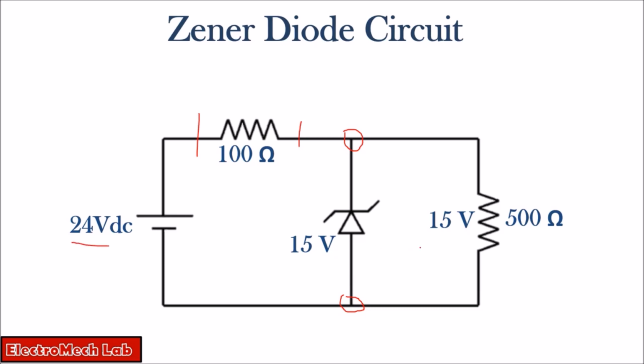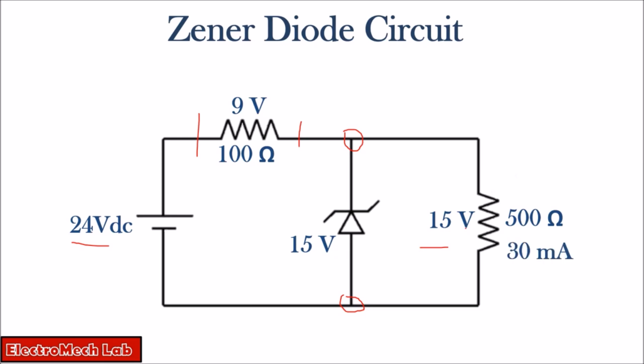Out of 24 volt, here we have 24 volt and here we have 15 volt, so the remaining voltage will be across this resistor. There will be 9 volt across this resistor, so 24 minus 15 is equal to 9 volt. So we have voltages and resistances here and here. Now we can calculate the current flowing through this resistor, and with the help of Ohm's law we can easily find it.